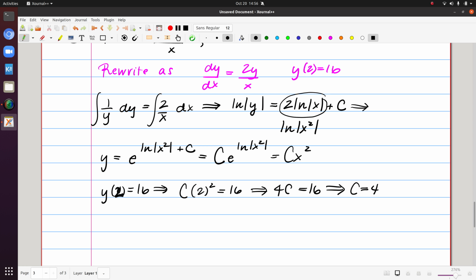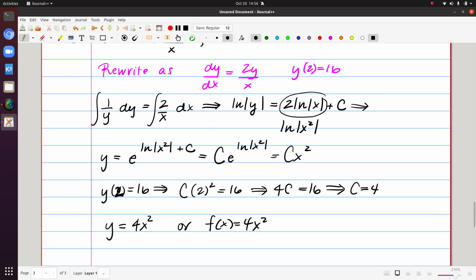And so my final answer, you could either express it as y is equal to 4x squared, or f of x is 4x squared if we want to use the original notation. Either is fine.